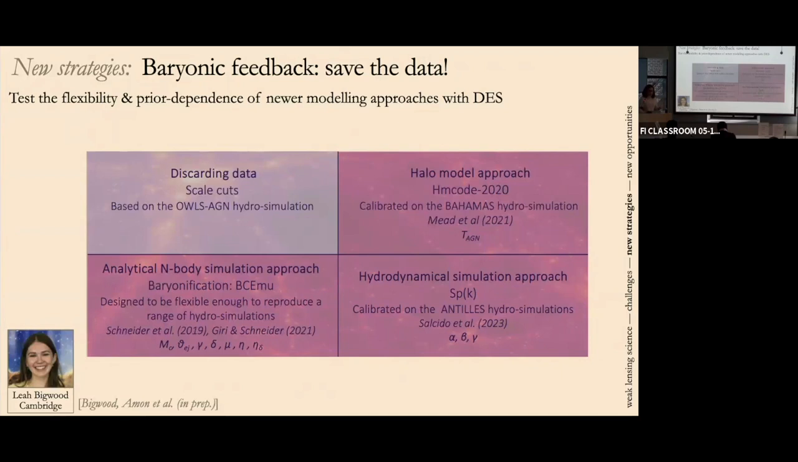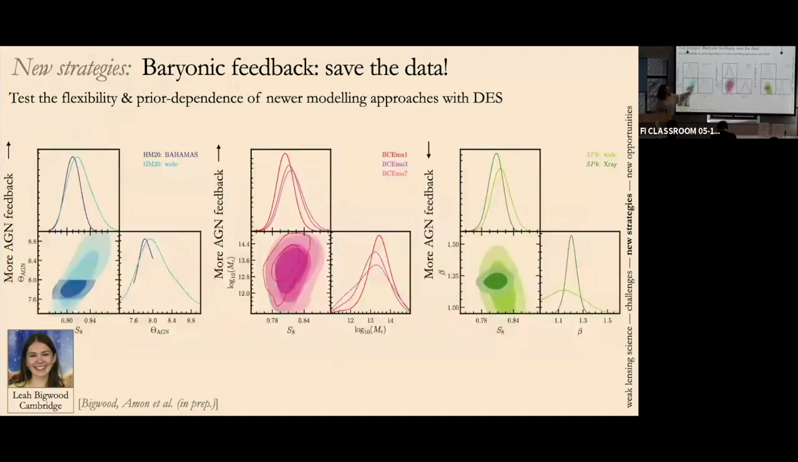I'm not going to go too much into the details of this; you should chat to Leah about that. But I wanted to make 2 points. These are the 3 model spaces. One is that it's very easy to change our main result, our S8 constraint, depending on how flexible you let feedback be.